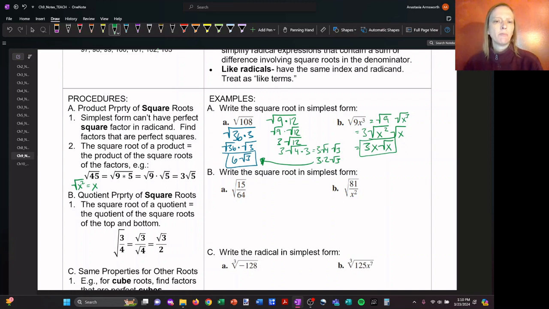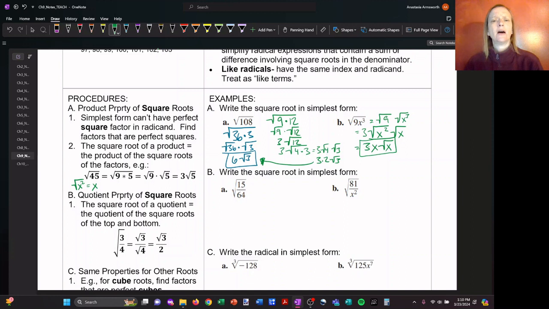Let's look at a couple more examples. It is important when you're writing square roots to not have a square root in the denominator. Now, in these two questions, the square root in the denominator is just going to disappear on its own. We'll look on the next page at how to handle square roots if they don't disappear on their own.